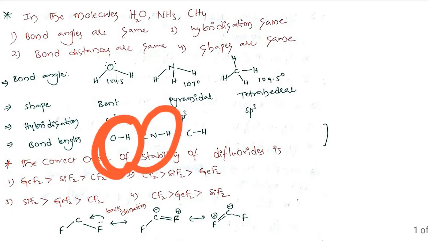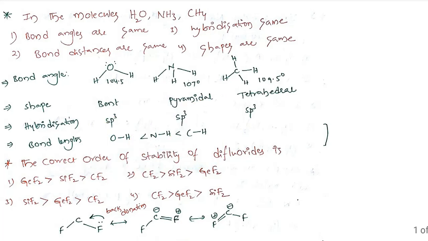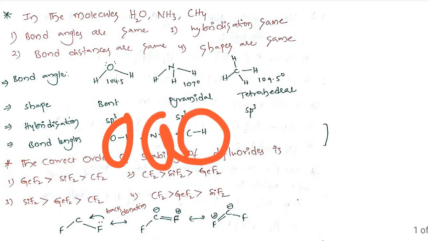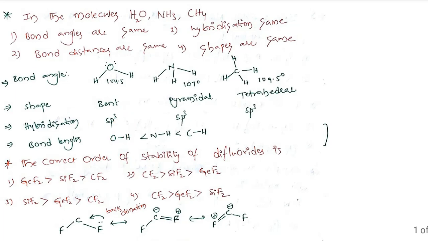increasing from OH to NH and NH to CH. Just think that whenever the electronegativity of one atom is more, the bond interaction with the other bonding atom is more. That's why here oxygen-hydrogen has a smaller bond length when we compare with NH and when we compare with carbon-hydrogen, because the electronegativity from oxygen to nitrogen to carbon is decreasing.